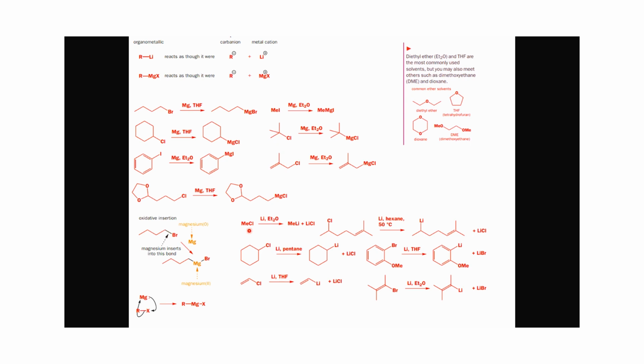The same way we can form organolithium reagents. Just take an alkyl halide and react it with lithium metal in a solvent, either pentane or Et2O or THF, whatever it is, and we'll get the product. We'll get that particular organolithium or Grignard reagent that we are interested in. This is also important.